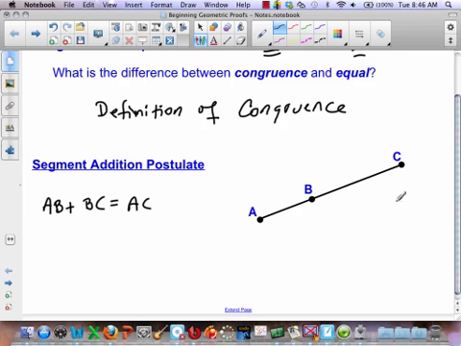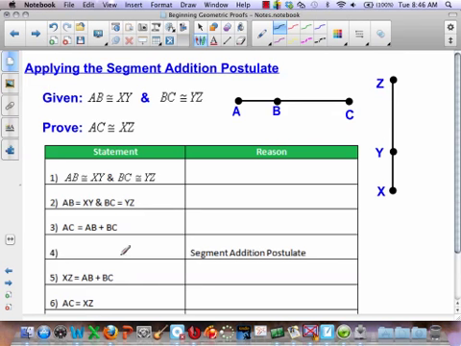So what if I was adding the parts of an angle? What do we call it then? Angle addition. Yeah, that'd be the angle addition postulate, which is actually the next thing we're going to talk about. So here's the proof. We're going to prove that AC is equal to XZ. Very, very simple proof. We're just going to add up our parts and get our whole.